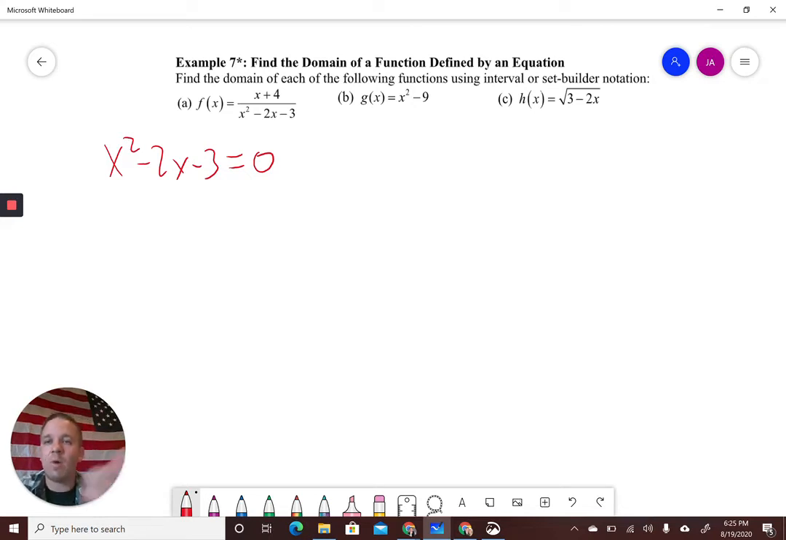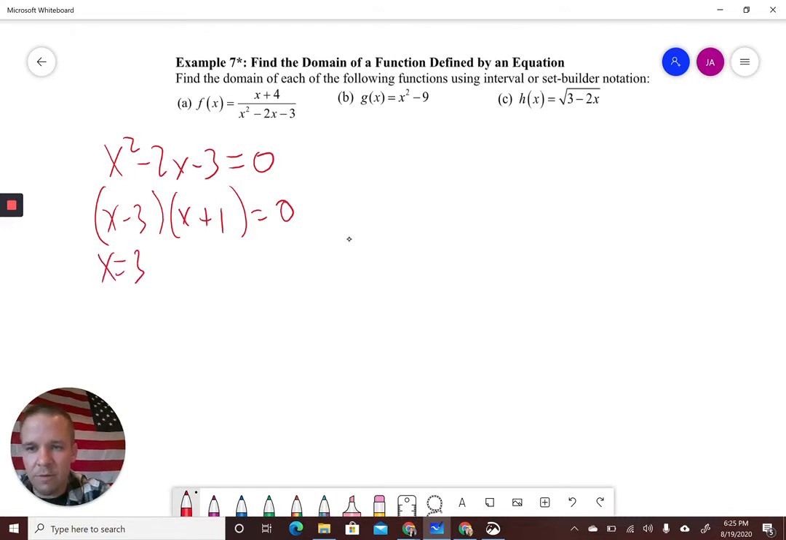I want to find out when this is 0 so I can say, hey, it's good except for these particular numbers, right? So what multiplies to negative 3 and adds to negative 2? Well, that'd be x minus 3 and x plus 1. If you don't remember how to factor, we got to practice that. All right, so I'm going to get x equals 3 for this one and x equals negative 1. Wonderful. I set each factor equal to 0, right? Did a little bit of algebra in my head.